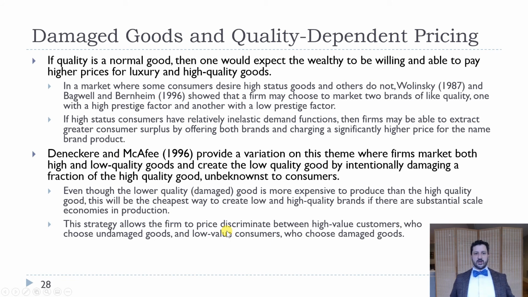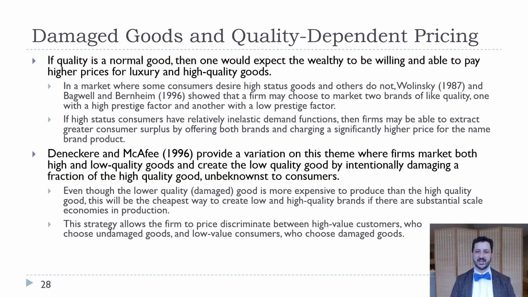The last thing we want to talk about in this video is the idea of damaged goods and quality-dependent pricing. The idea of damaged goods is basically that you produce two versions of the same good, one better than the other, but it doesn't actually cost you anything more to produce the higher quality one. In fact, it might cost less because you have to actively damage the lower quality one. And you might do this in order to segment the market. So you make a product and then you make a clone of it, basically, but you make something that is worse. And it happens.